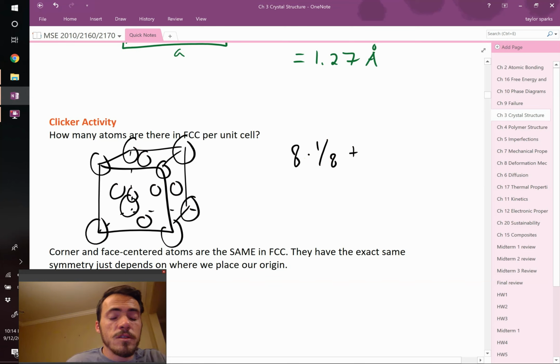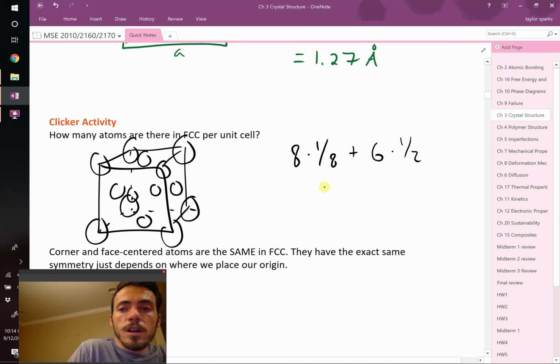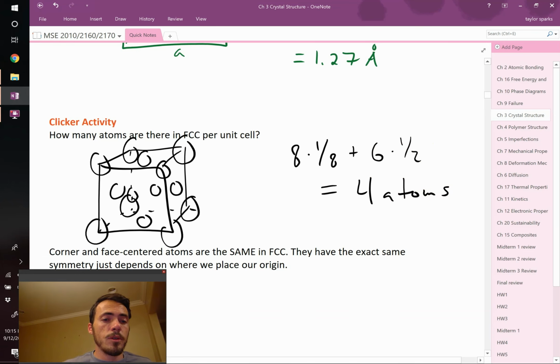And since those are centered on the face of the cube, they're half in the cube and half out of the cube. So they're 1/2. So you're going to have 6, there's 6 sides to this, multiplied by a half each, right? Overall, this is equal to 4 atoms. So inside the unit cell, inside that cube volume, there's actually only 4 complete atoms, even though at first glance it looks like there's lots of atoms, okay?